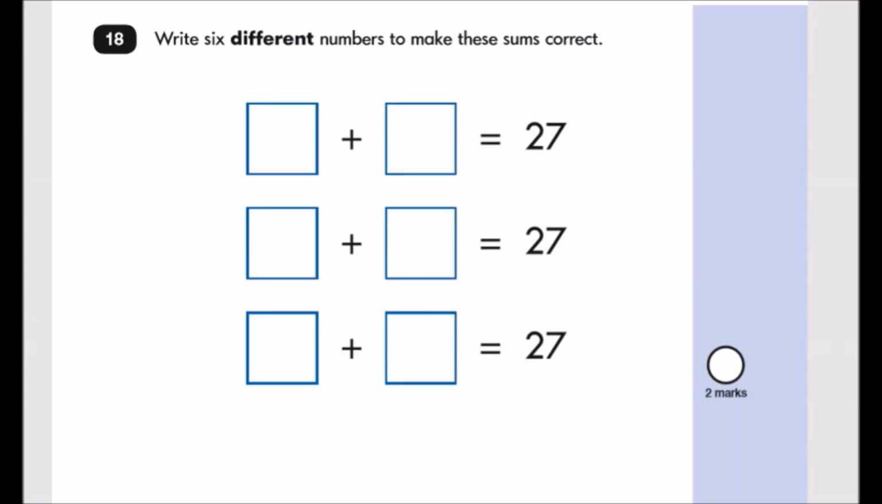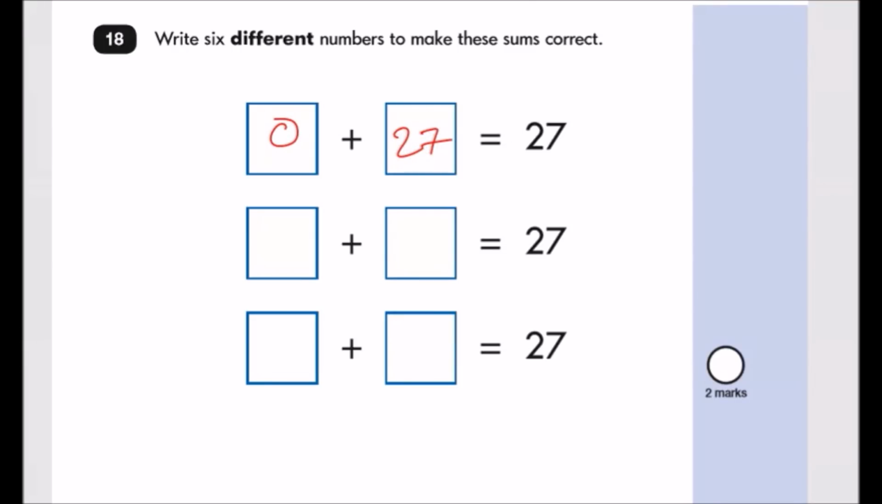So the answer is 2 quarters. Okay, number 18. Woo, so write 6 different numbers to make these sums correct. Okay, so this one requires a bit of skill. So I like to choose the easiest numbers, yeah? So if you could choose any number, what would it be? Well, if you want to make 27, I would always start with 0. So nothing add 27 is 27.